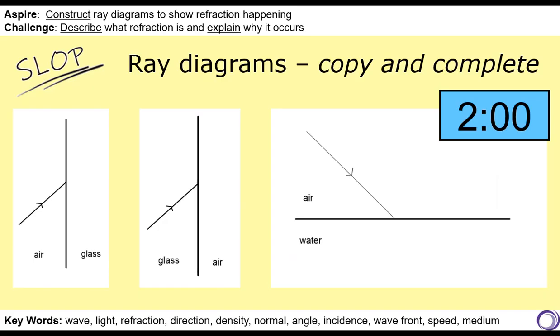Okay, so I'd like you to try drawing ray diagrams by yourselves now. There are 3 diagrams here. I'd like you to copy these down and then complete them by adding the normal and then the refracted ray to each diagram. I'm going to give you 2 minutes to do this. Off you go.